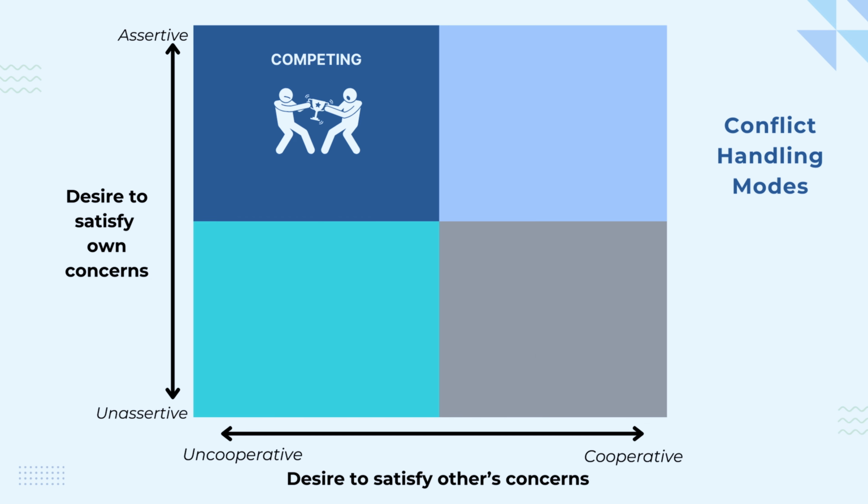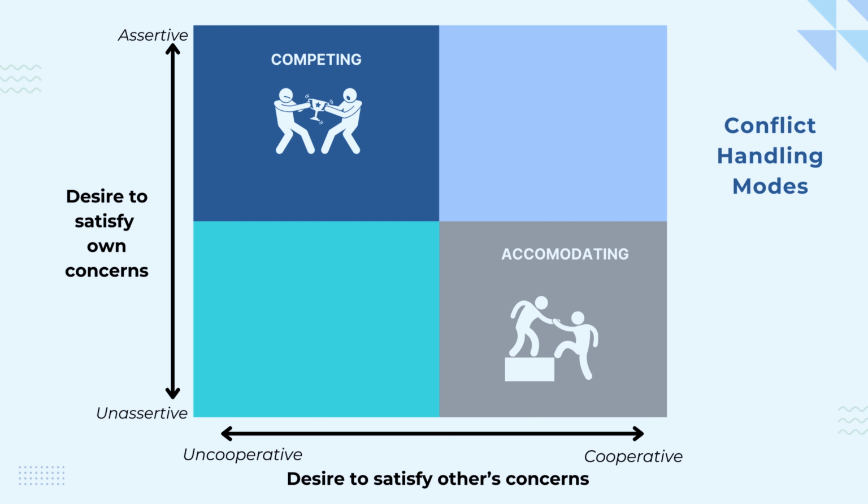So let's go to the first one, and that is competing. And that is assertive but uncooperative. And this is when you're all about pursuing your own interests, even if it means stepping on some toes. You take a firm stand and leverage your power, whether it's position, expertise, or persuasive skills. While this can be useful when you need to make quick, decisive moves, it can also come across as aggressive and might strain relationships. So that is one strategy.